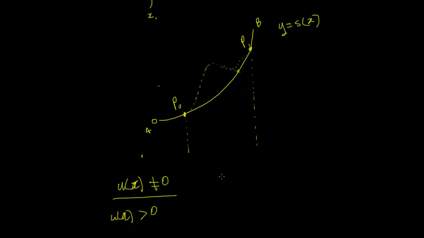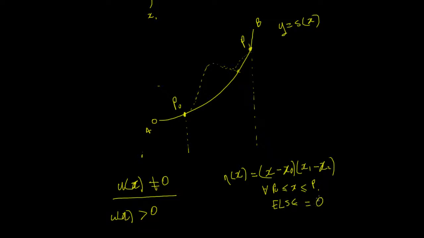okay, so let's choose a function eta of x. Now the one I usually choose, for example, to show this, eta of x equals x minus x0 times x1 minus x, and that would be for all x greater than or equal to p0 and less than or equal to p1, and everything outside those values we'll just put else equals 0.